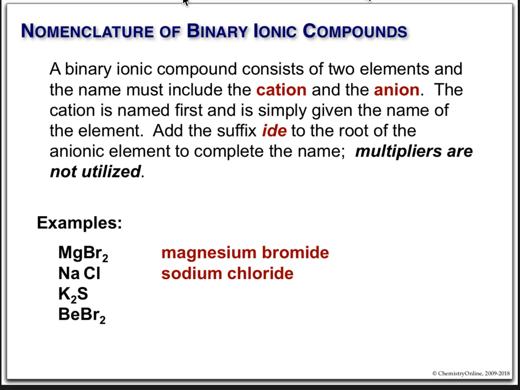K is what? Potassium, right? Don't forget that one. This is sulfur. What's our root going to be? Sulf. And to show that the sulfur is the anion, we add IDE. We just did beryllium. This is again bromide.